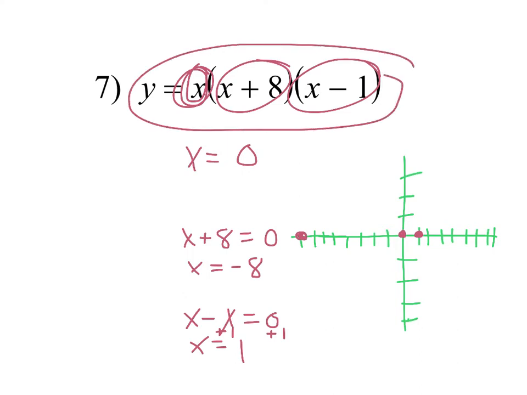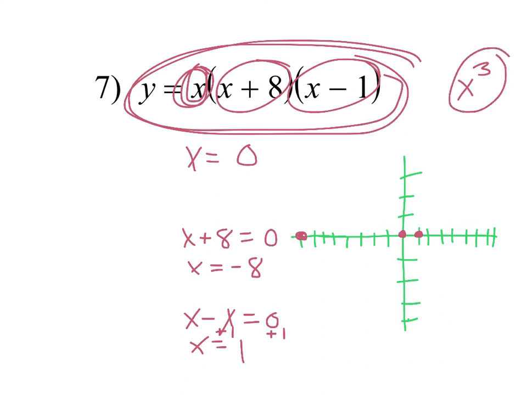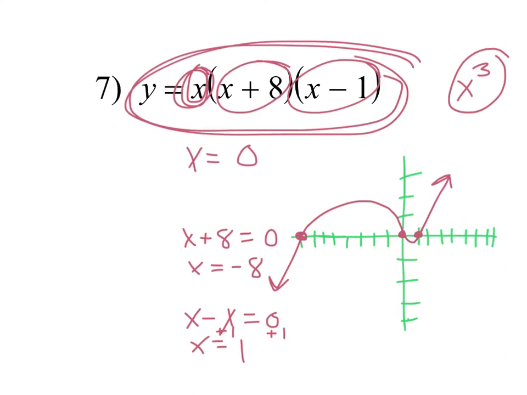So, how many x's do we have? 3. Are any of these x's in our equation negative? No. So we have a positive x cubed. So how is this graph going to end? How's it going to end, like, on the right side? Going up. So then how does it have to start? Down. And then what do we do? Connect the dots in the middle. All right, last one.